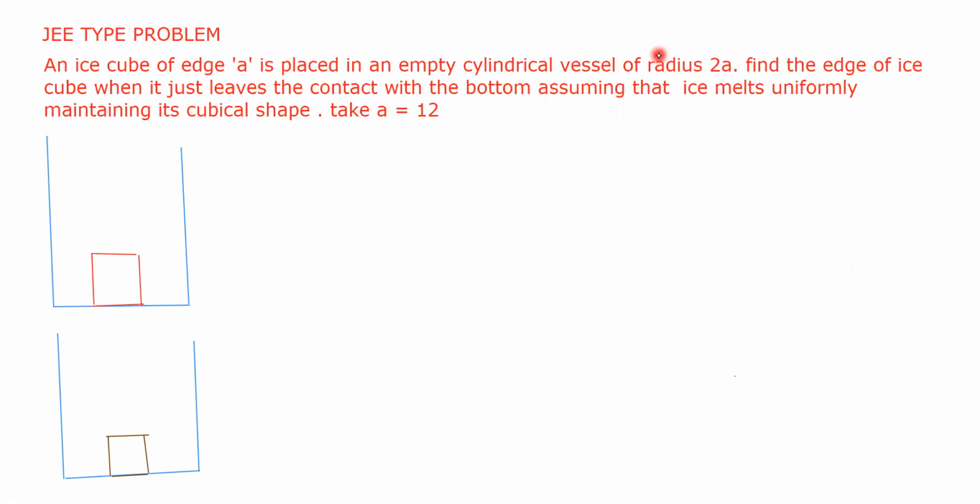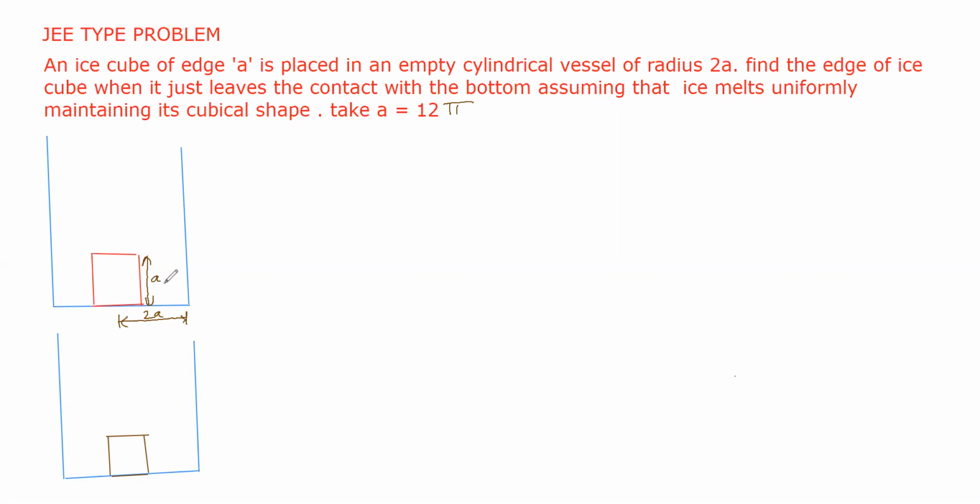Take a equal to the given value, that is 12 pi. See here, first, before melting, we have to assume the radius of the cylinder as 2a, as given, and the edge length of the ice is a.